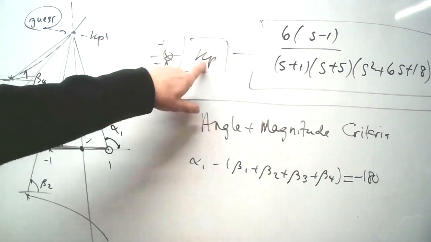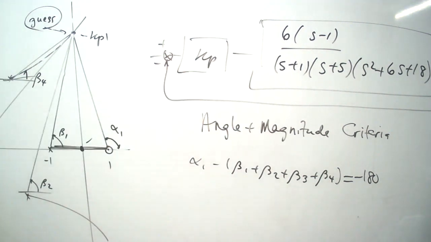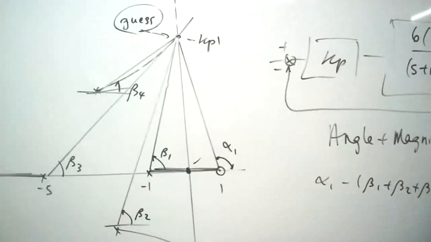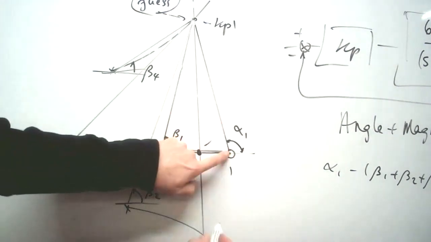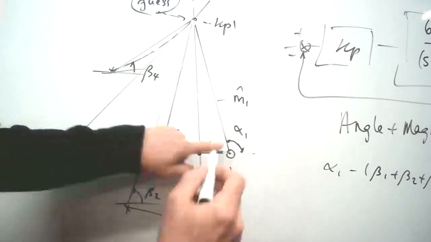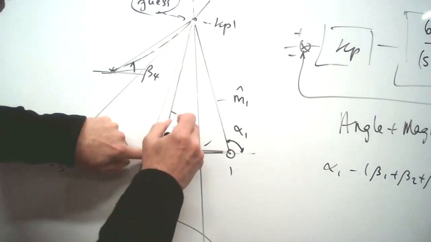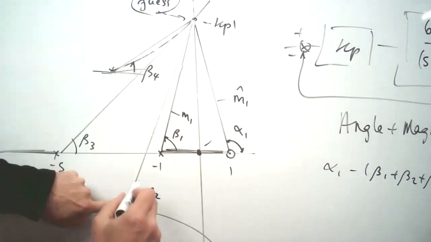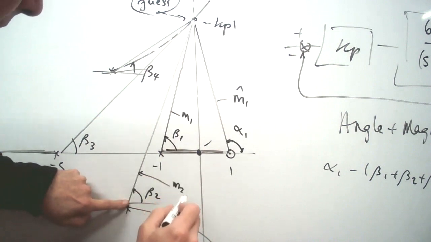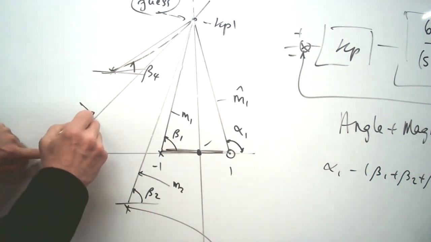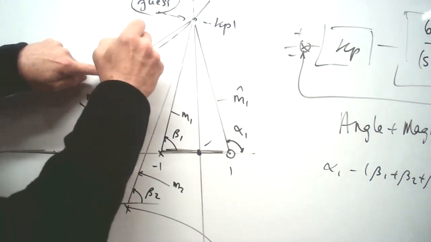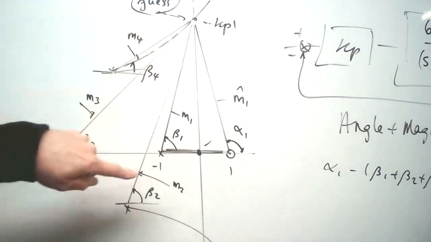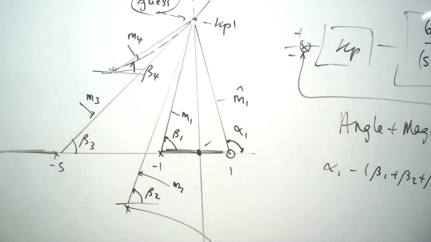And once you've located the point using the angle criteria, we can then use the magnitude criteria to get the gain. And the magnitude criteria is fairly straightforward as well. We go back to the diagram and we measure the distances. So we measure from there to there. Because it's a zero, I'm going to call it M1 hat. We can then measure from there to there. I'm going to call that M1. From there to there, that distance can be M2. From there to there can be M3. And from there to there can be M4. So we can measure those distances using a ruler, drawn to the scale that you've drawn the diagram to.